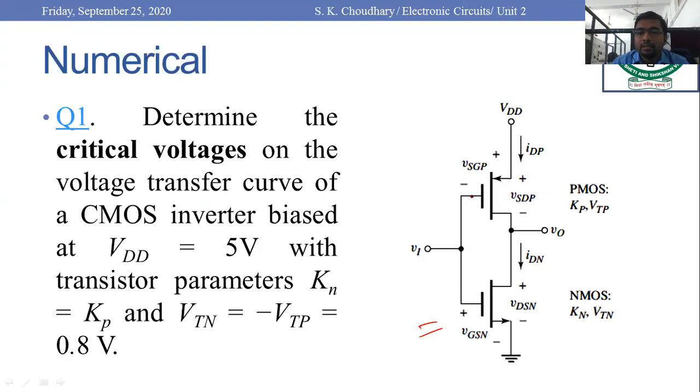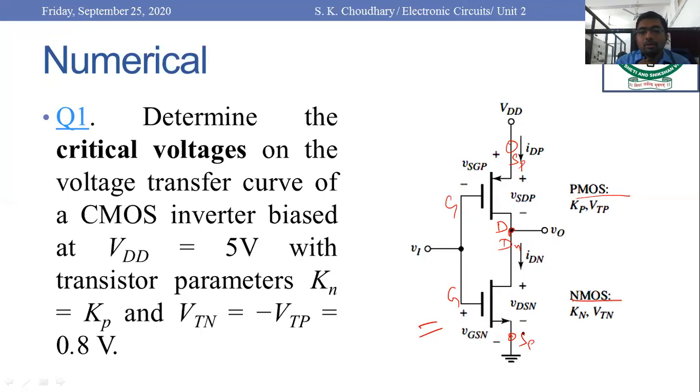Here you can see that the input is common to the gate of the NMOS and the PMOS. The source of the PMOS is connected to VDD, the gate of the PMOS is connected to the input, and the drain of the PMOS is connected to the output terminal. Similarly, the gate of the NMOS is connected to the input, the source is connected to ground, and the drain is connected to the output terminal. On the basis of this description, we will try to solve this.